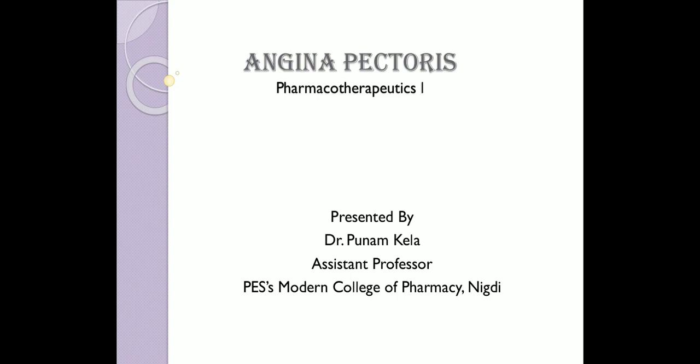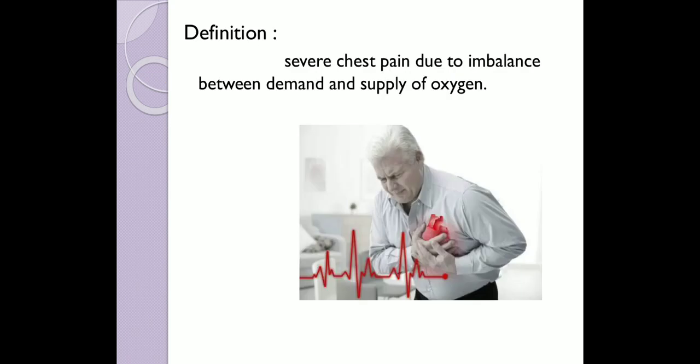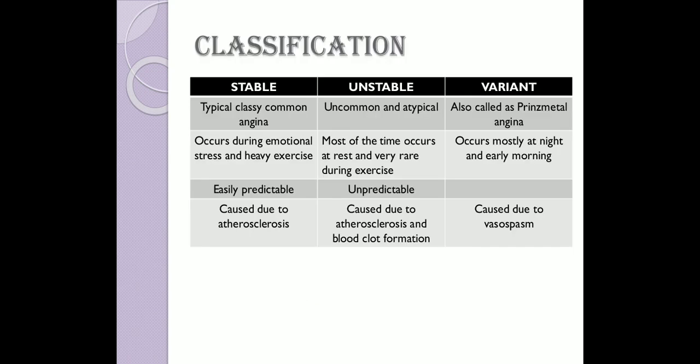So today I am going to conduct a lecture on angina pectoris. So what is angina? It is severe chest pain due to imbalance between demand and supply of oxygen. It is classified into three types. First one is stable, second is unstable, and third one is variant angina.